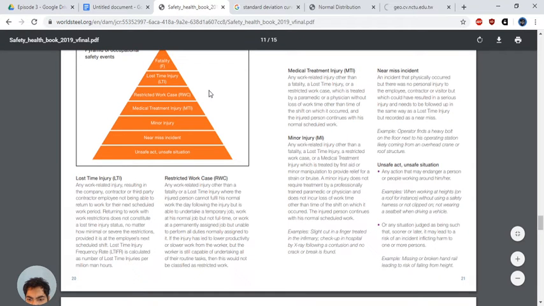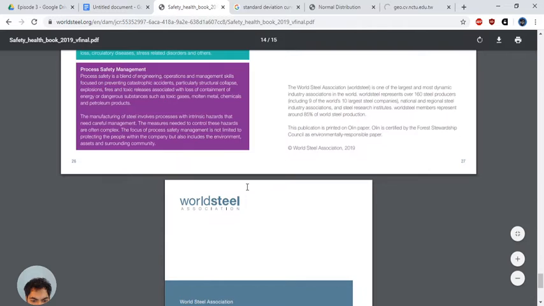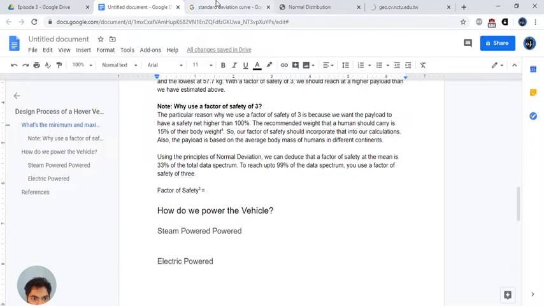So yeah, you have a factor of safety of 3, and if you're using this book, yeah, you need to build these pyramids. Bullshit, I can't use this.